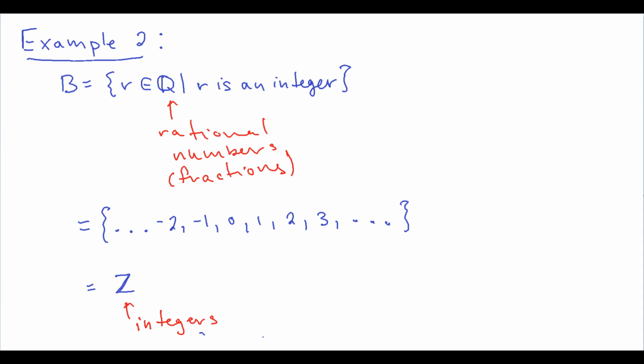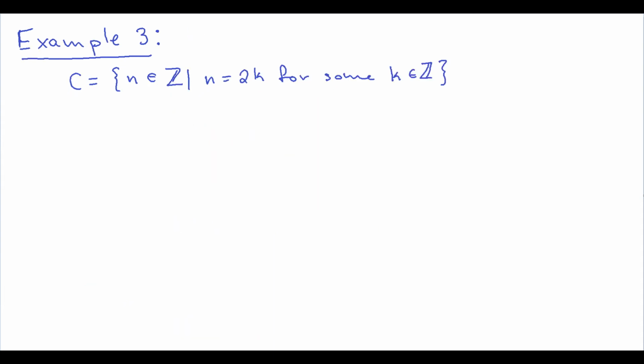Okay, let's see another example. So example 3, I'll read this through from the beginning. So the set C is defined to be all n in Z. So remember that stands for the set of all integers. So n in Z such that n is equal to 2 times k for some k in Z. So let's unpack this. What this first part here says is that n is an integer. So n has to be a whole number such that n is twice some other integer.